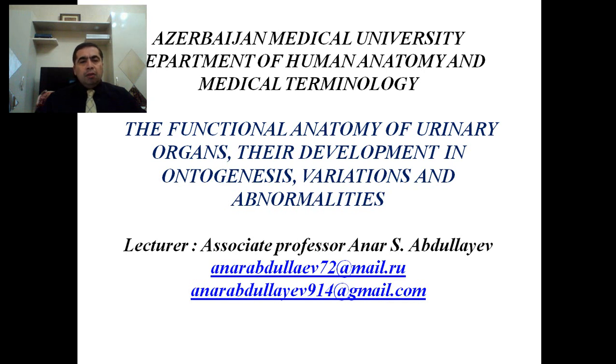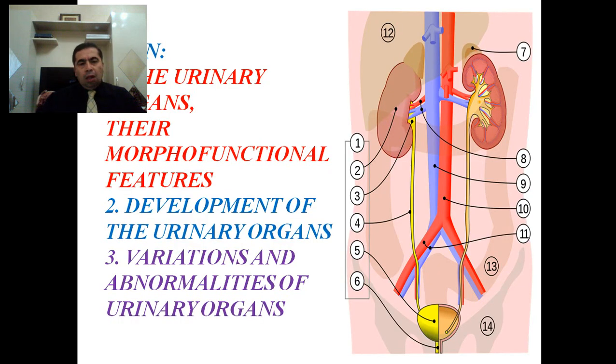And today we will talk about the functional anatomy of urinary organs, their development in ontogenesis, their variations and abnormalities. I prepared this special plan for my explanation. First of all, I'll talk about the urinary organs, their morphofunctional features. Then I'll explain to you the development of urinary organs and their variations and abnormalities.